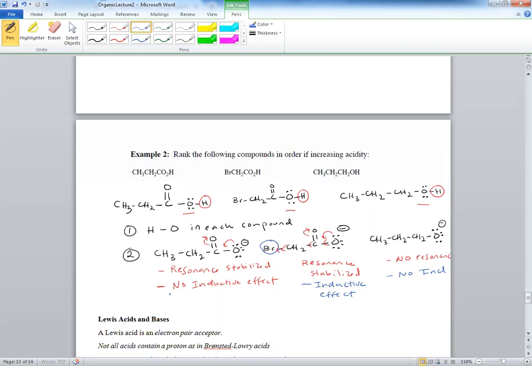Is there hybridization? Nope, they're all the same hybridized. So the question is, which one would win? Well, this one is only resonance stabilized. This one is resonance stabilized and has the inductive effect. So stabilized, of course, by the inductive effect. So therefore, this one has neither. So this would be obviously our least acidic. This would be our most acidic. And this would be in the middle, the moderate.